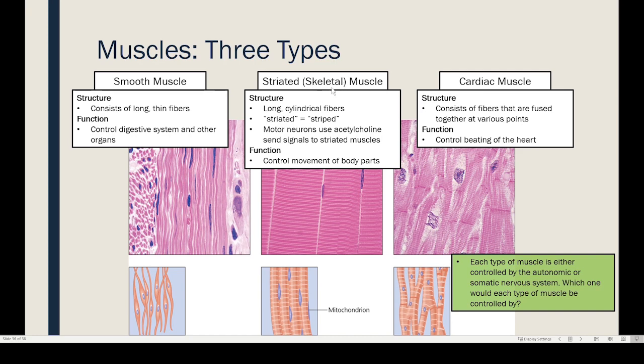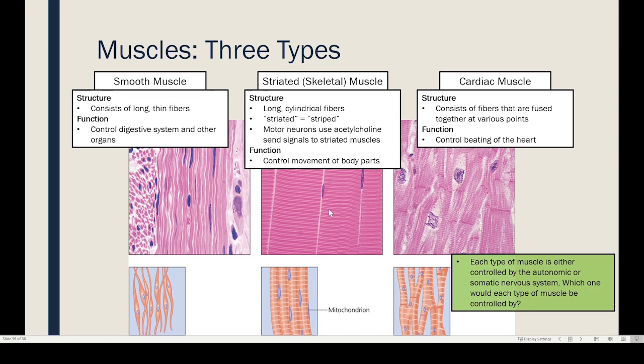Striated or skeletal muscles are the ones that are involved in the control of movement of your body parts. So, moving your arms and legs around. These are long cylindrical fibers, and they have this kind of striped appearance to them. Striated basically means striped, so that's how you can remember that. And motor neurons communicate with these striated skeletal muscles with acetylcholine, pretty invariably.